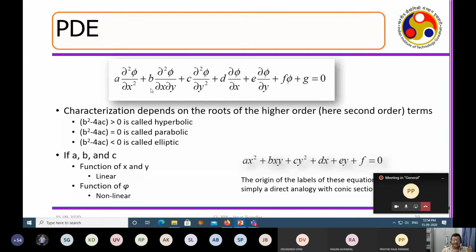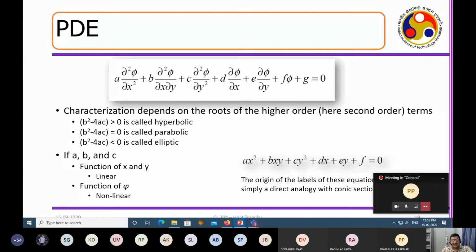Now in this definition, based on these coefficients, if b square minus 4ac is greater than 0, that is called a hyperbolic equation. B square minus 4ac equal to 0 is called a parabolic equation, and b square minus 4ac less than 0 is called an elliptic equation. And if A, B, C are functions of the independent variables X, Y, or constants, then this PDE is called a linear PDE. If A, B, C, D, E, F, G are functions of phi, then this is called a nonlinear PDE.